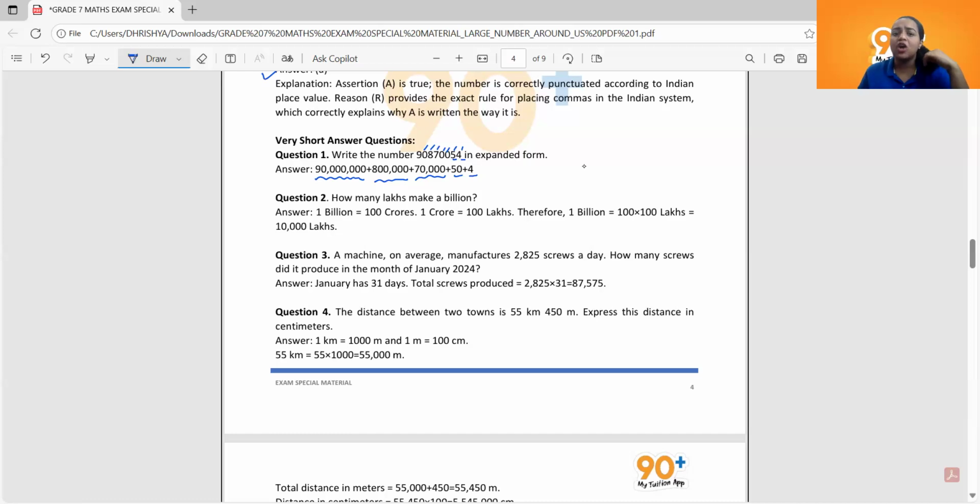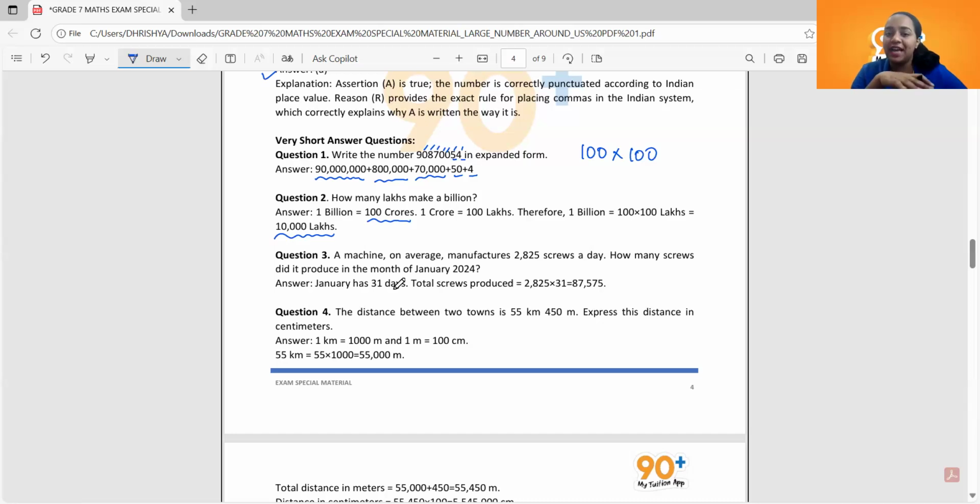Okay. Now, how many lakhs make a billion? That's the question. Okay, we'll try to do it. So 1 billion is how many crores? 1 billion is 100 crores. Okay. And 1 crore is 100 lakhs. So 1 billion is 100 crores, and 1 crore is 100 lakhs. So 100 into 100 will be 10,000 lakhs. Okay.